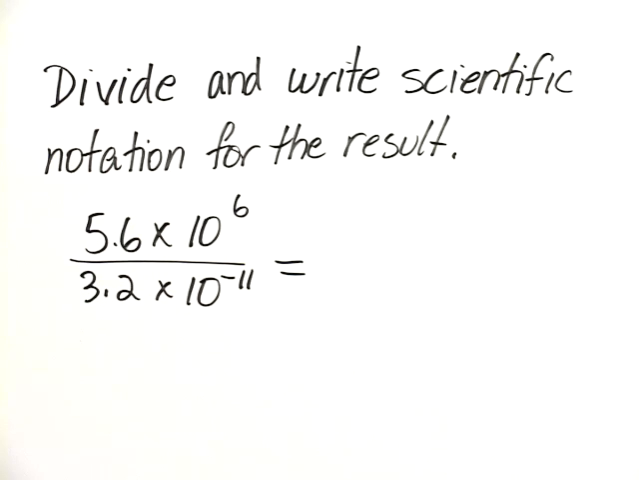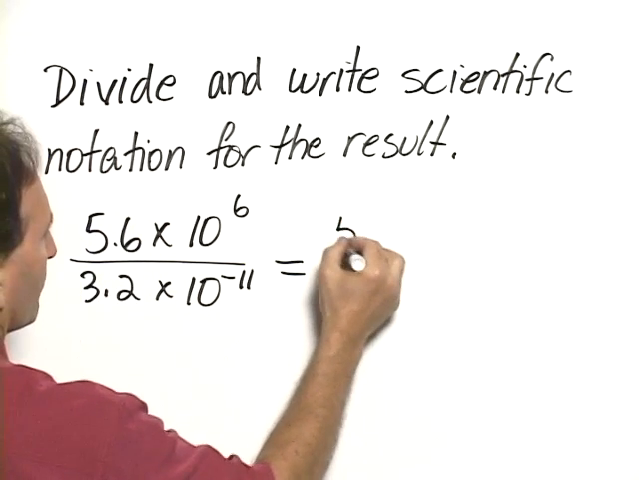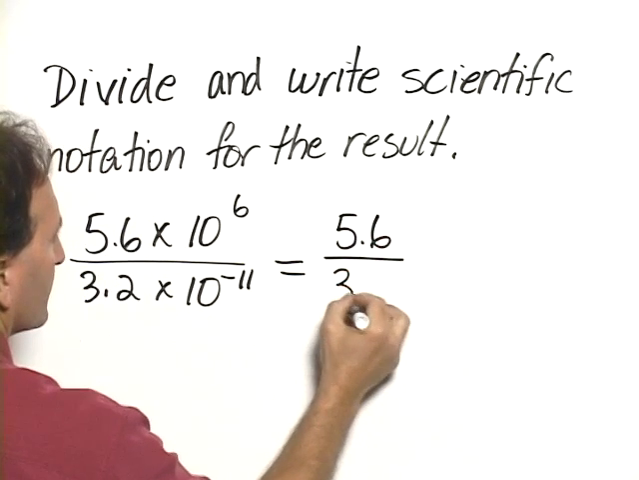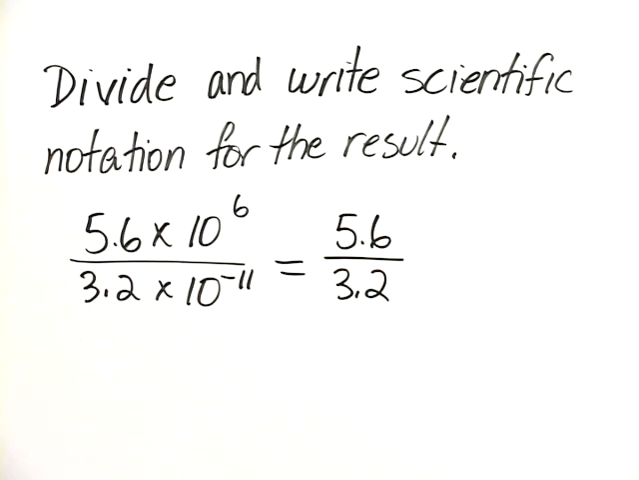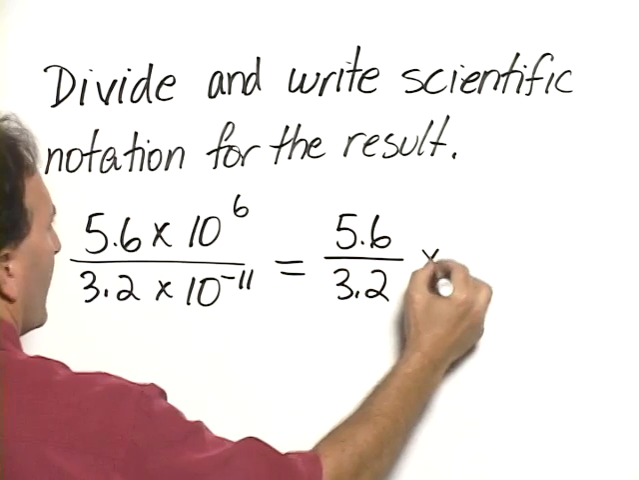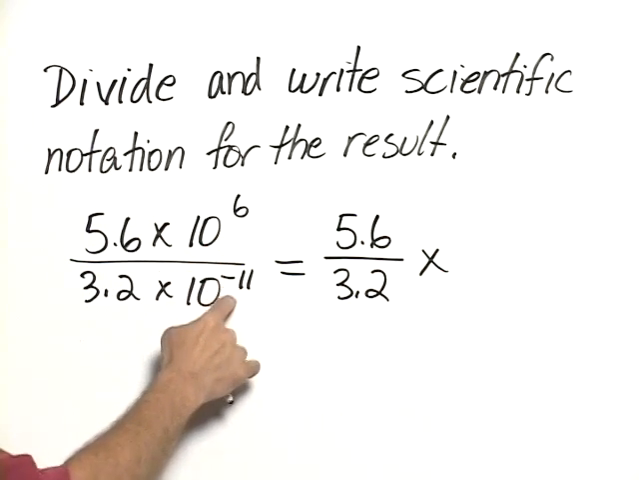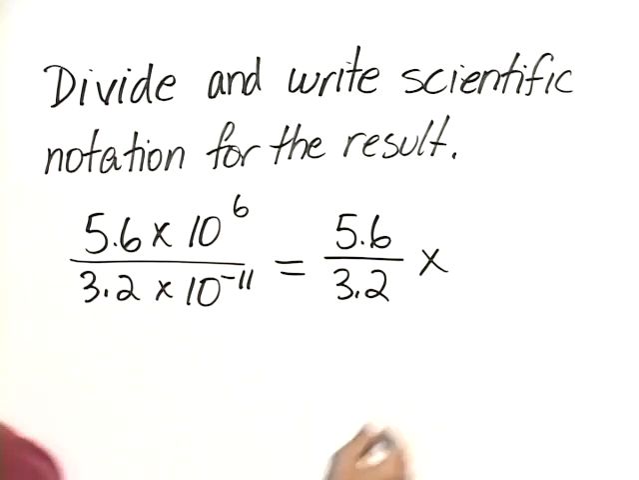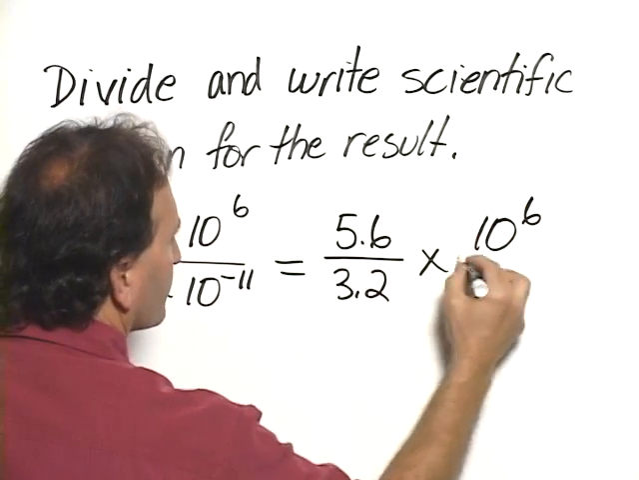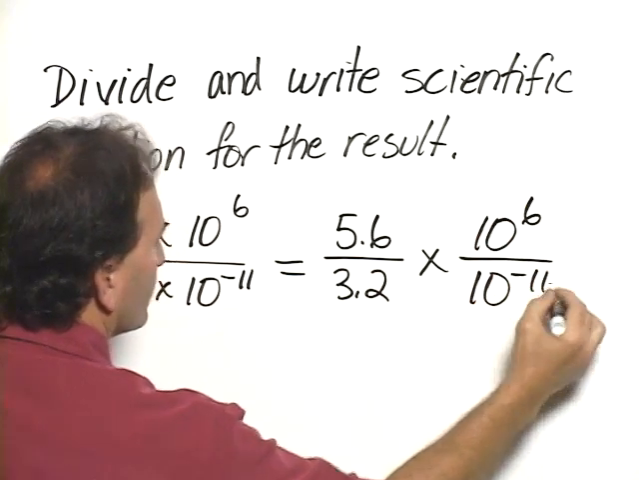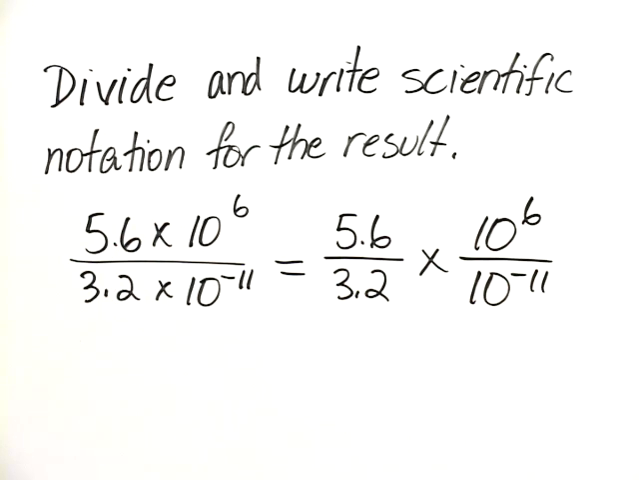So, in this case, we divide the numbers that are between 1 and 10. So 5.6 divided by 3.2. Then we multiply by dividing the powers of 10 expressions. In other words, 10 to the 6th divided by 10 to the minus 11.